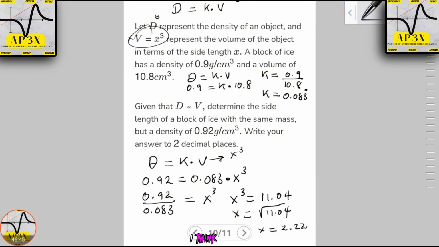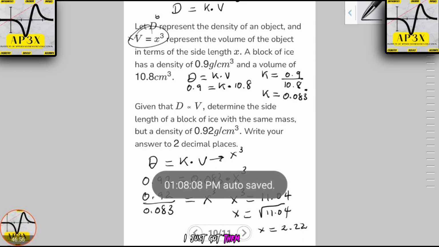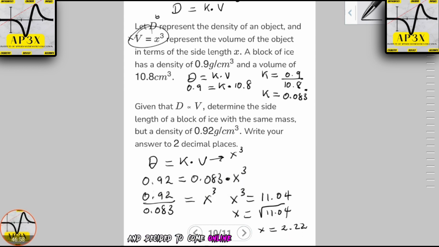I'm not sure if I've made an error somewhere, but I think it's okay because I actually didn't work these questions beforehand. I just got them off the site and decided to come online here and work them with you, which again is not advisable because it makes me look a little bit unsure. But I think I did okay. The side length here is 2.22. That will give me a volume of 11.04. Looks to be okay.